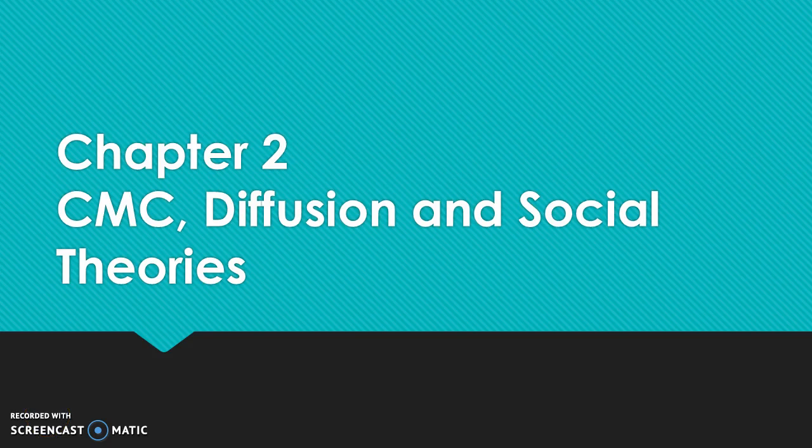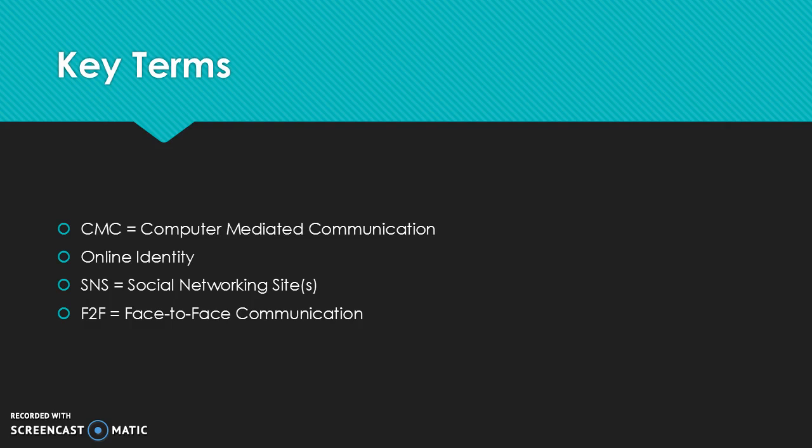Hi everyone, and this week we are reading chapter 2 of our textbook called CMC, Diffusion, and Social Theory. In this short video, I'm going to review some of the key terms and theories that you'll find throughout chapter 2. So some of the key terms are CMC, online identity, SNS, and F2F.